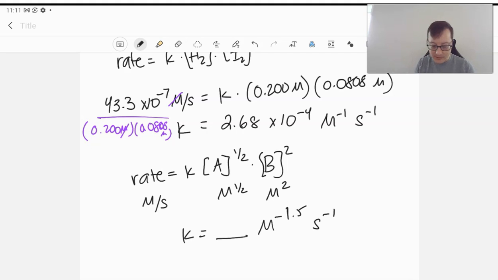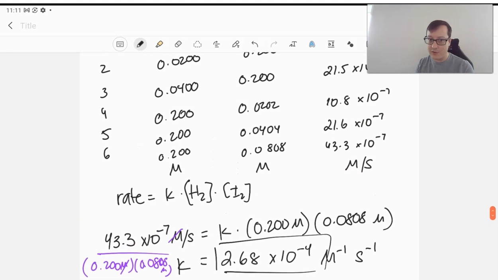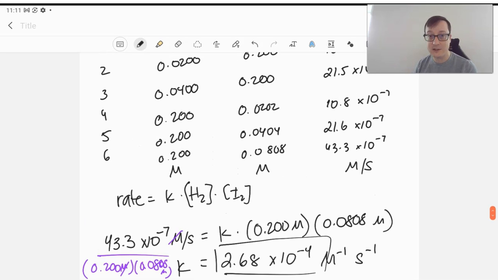In terms of the actual number here, that number should be the same no matter what set of data points you use. We use the data from experiment 6. If you use any of the ones from 1 through 5, check it out. You'll see you should get the same value for k. It's a constant.